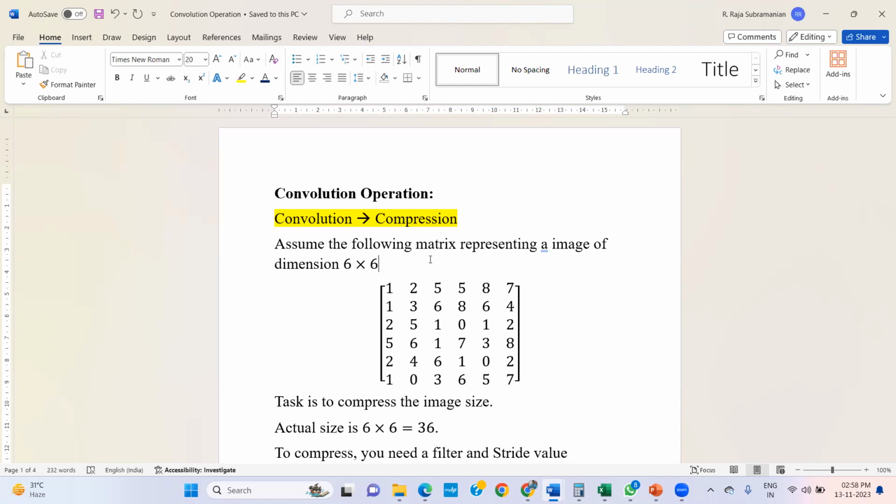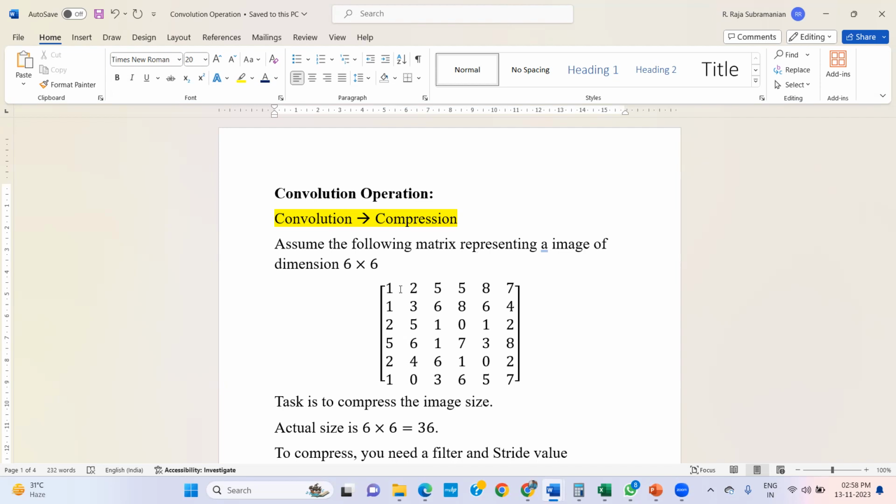So assume that I'm having a matrix representing an image. Usually any image is represented as a matrix of its pixels. A pixel is nothing but a single unit of an image. So various pixels group together and form an image. So each image, I call it a two-dimensional matrix.